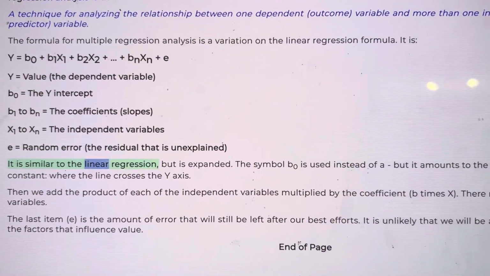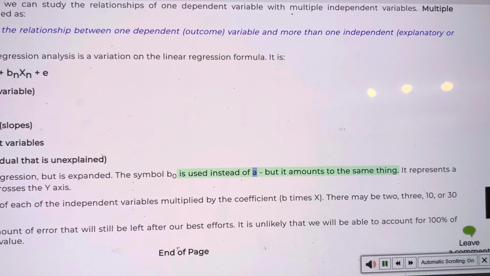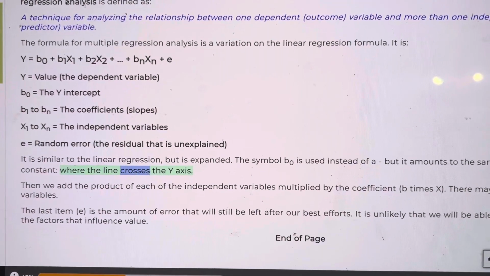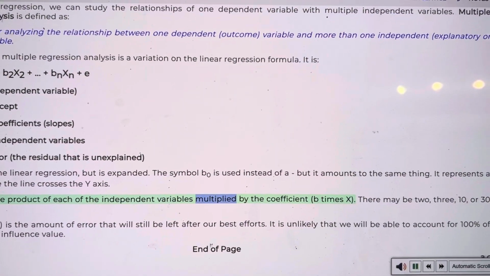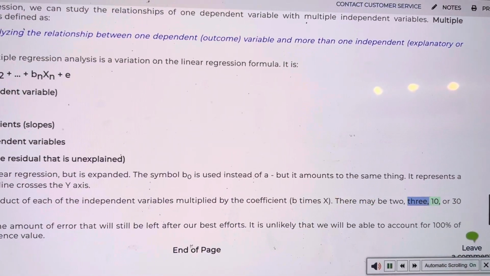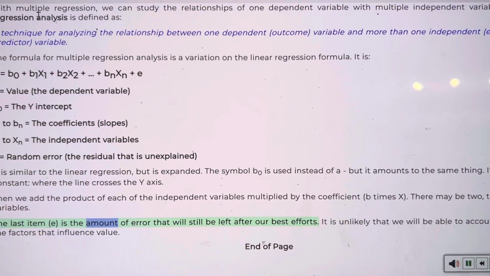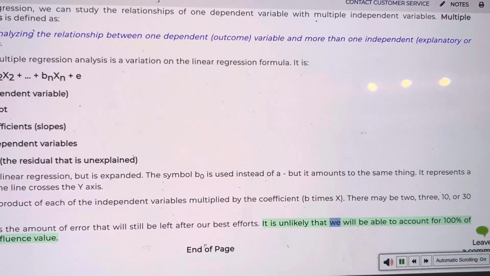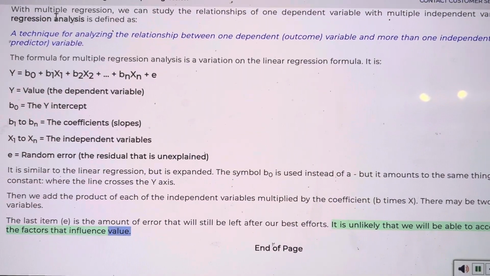It is similar to the linear regression, but is expanded. The symbol b0 is used instead of a, but it amounts to the same thing. It represents a constant, where the line crosses the y-axis. Then we add the product of each of the independent variables multiplied by the coefficient, b times x. There may be 2, 3, 10 or 30 variables. The last item, e, is the amount of error that will still be left after our best efforts. It is unlikely that we will be able to account for 100% of the factors that influence value. End of page.